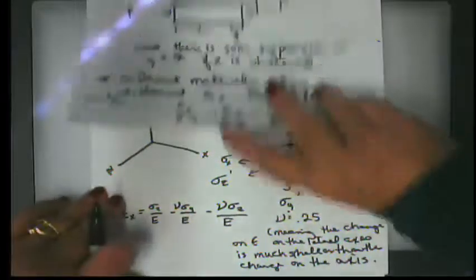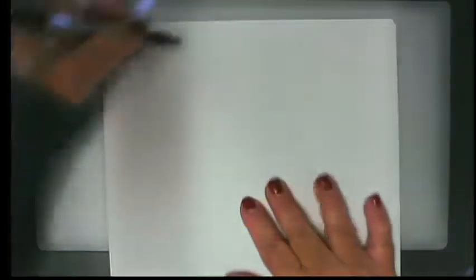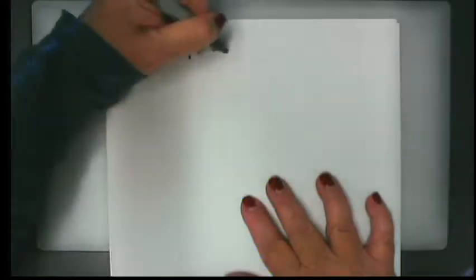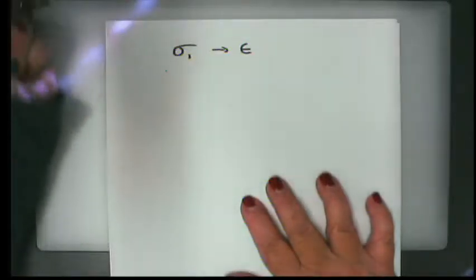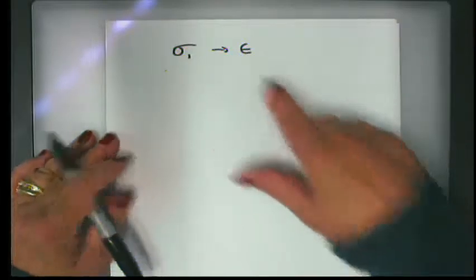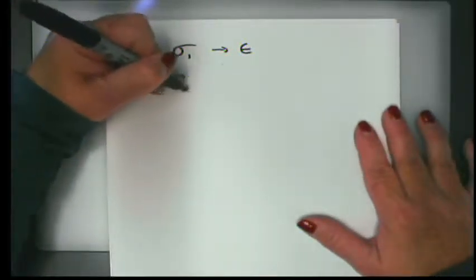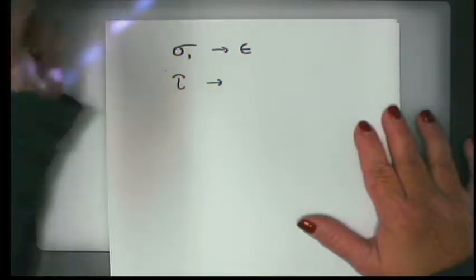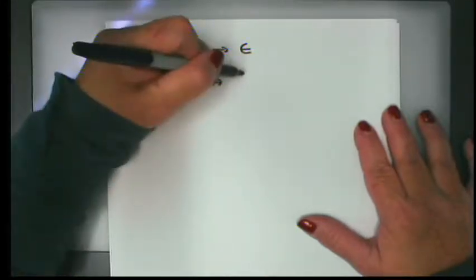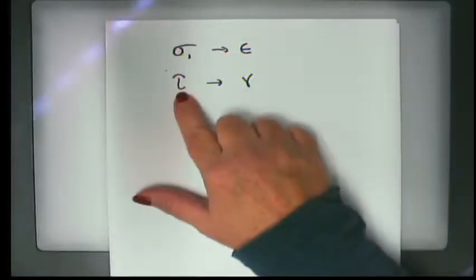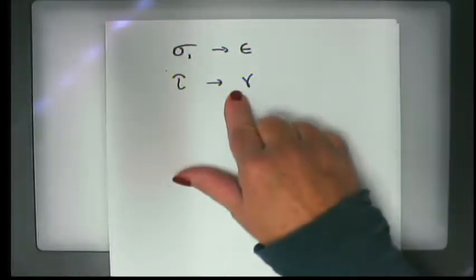Okay, so now we've talked a lot about normal stress and axial strain. But what happens in terms of shearing stress? Well, we've talked about this just a tiny little bit, and we've said that shearing stress leads to a shearing strain.